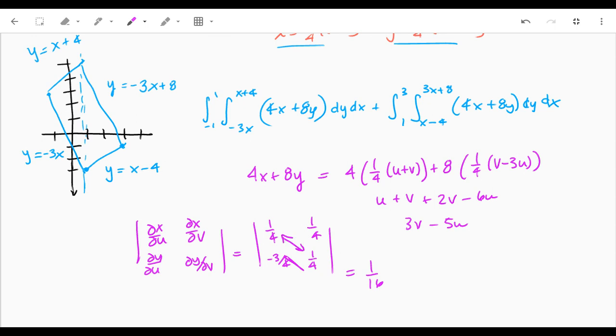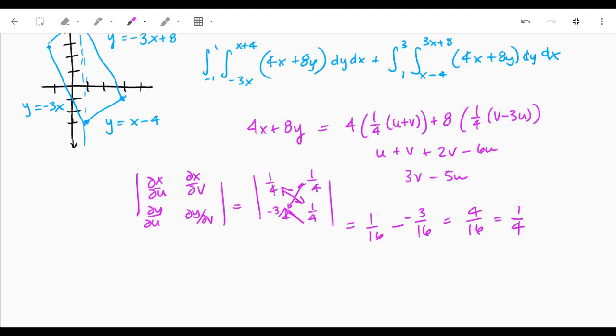1/16 minus -3/16, so we'll have 4/16 or 1/4. Okay, here we go. So almost there. We're going to have our integral of 3v minus 5u times 1/4, and then we have a dv du.